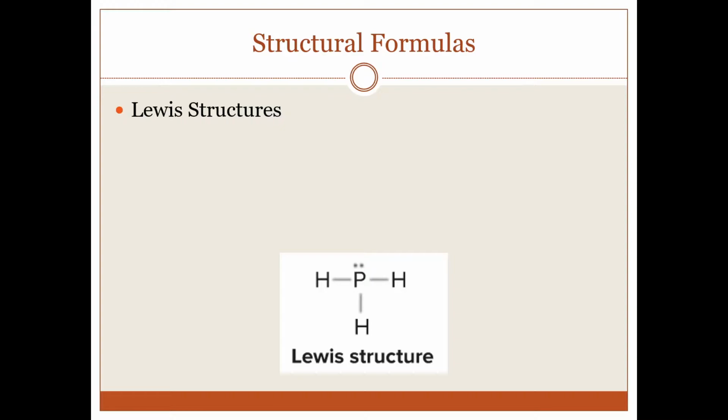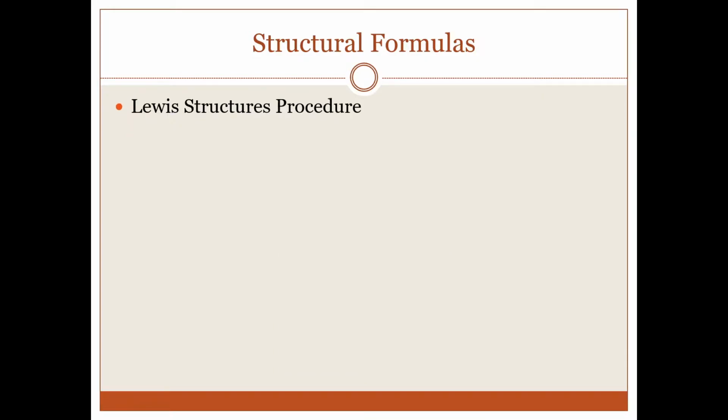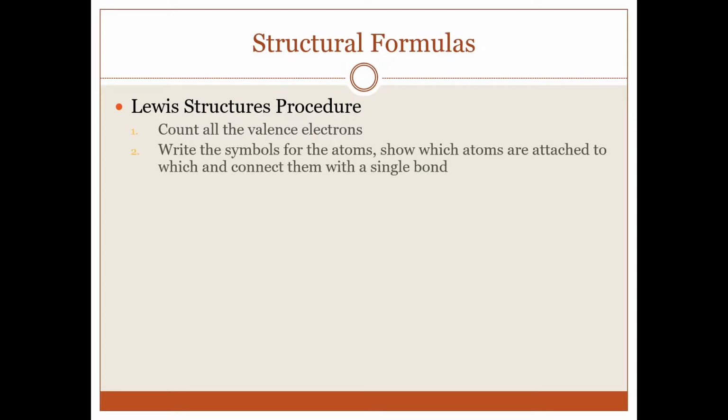Lewis structures. Although it's fairly easy to draw Lewis structures, it's still a good idea to follow a regular procedure to make sure you're consistent. Lewis structures procedure. Step 1, count all of the valence electrons. Step 2, write out the symbols for the atoms and connect them with single bonds. When you write the symbols, try to determine the central atom, which is usually the element where there's only one.